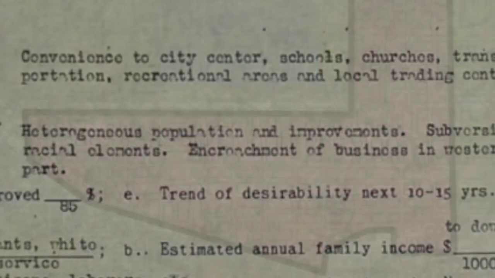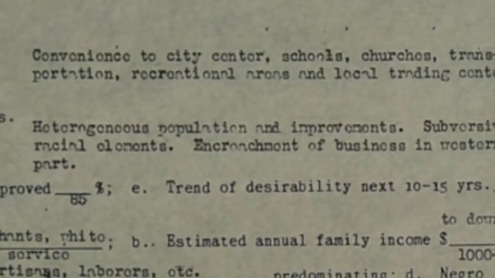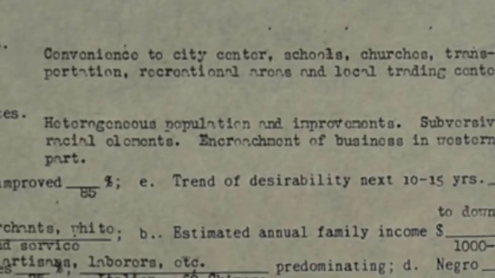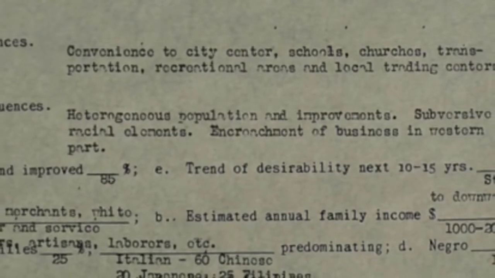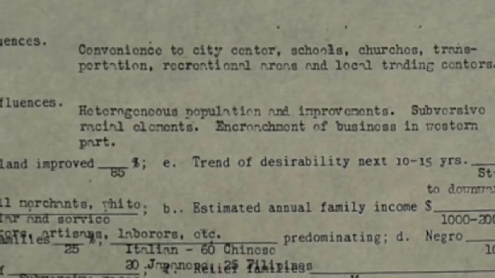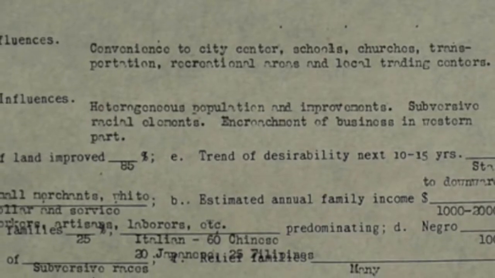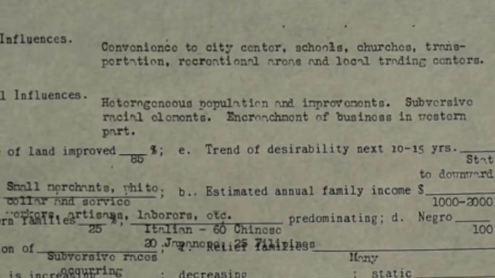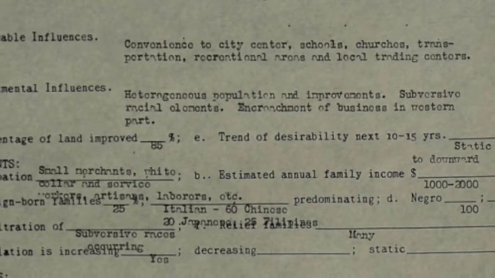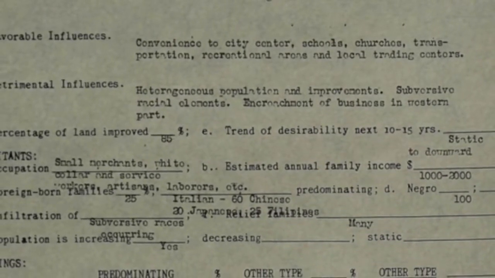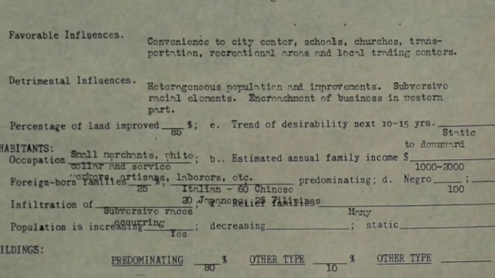Among the descriptors for detrimental influences are the phrases "heterogeneous population" and "improvements," as well as "subversive racial elements." Later in the same special sections we noted earlier, the Negro section shows the number 100, and the infiltration of section shows, "subversive races occurring." A section that we didn't point out earlier is the foreign-born families section, which also shows that 25% of the population in this area of Portland were primarily foreign-born and were among the Italian, Chinese, Japanese, and Filipino population.